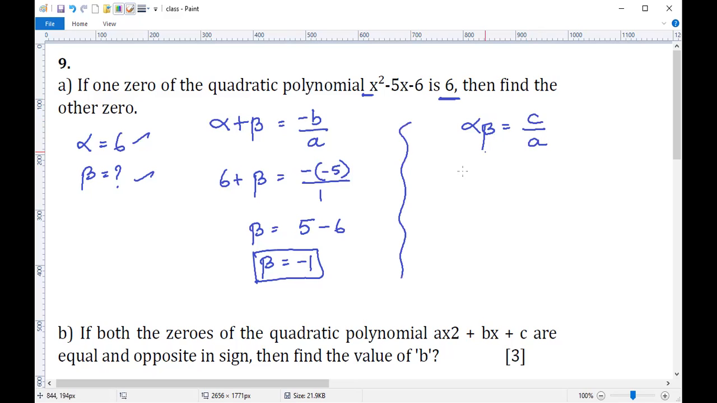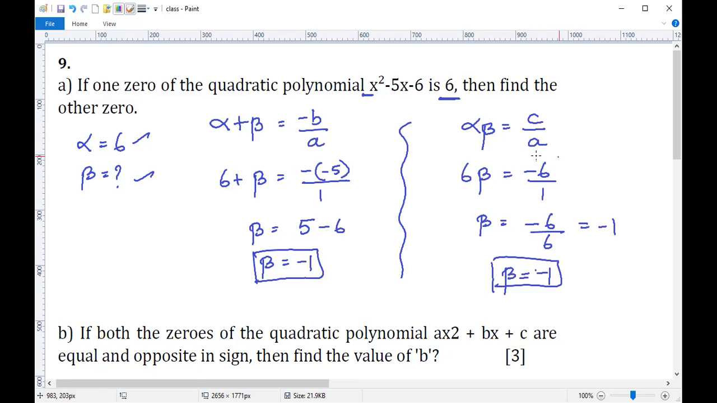So what would you have done here? Alpha is 6. So 6 times beta is equal to c, which is minus 6, divided by a, which is 1. So beta is equal to what? The 6, when it goes to the other side, goes in division. So minus 6 divided by 6, which is equal to minus 1. Here again, you should get the same answer, minus 1. Any one method is okay. Any one of the methods you should have attempted.